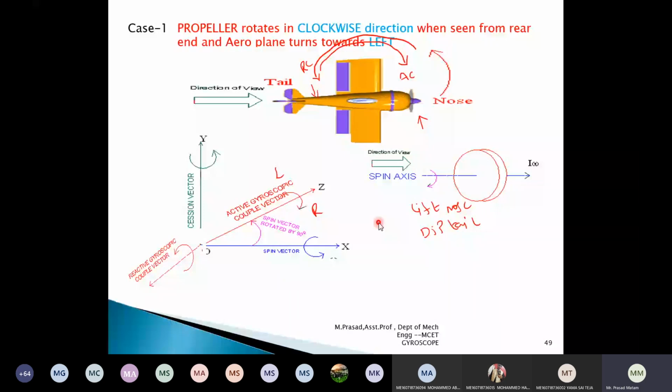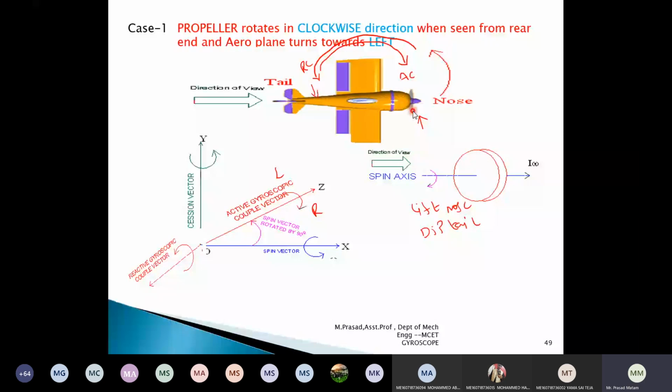This is a pressure vector, active gyroscopic couple, and reactive gyroscopic couple. We have to consider only the reactive couple. You can see with respect to the aeroplane how the reactive couple is moving from right side to left side. Means what is happening here? It tries to dip the tail and lift the nose. I have put the arrow marks here. Reactive couple is acting at the tail portion. That's why it tries to dip the tail and lift the nose.